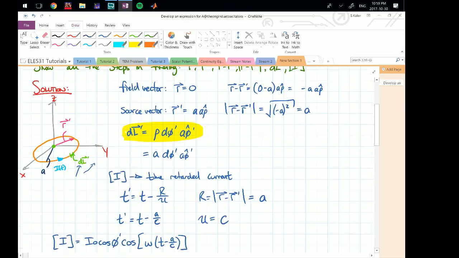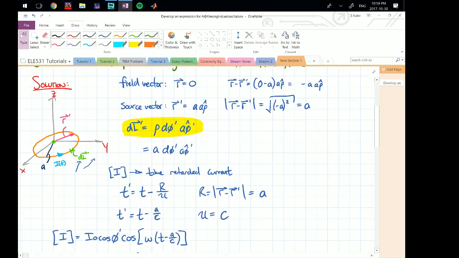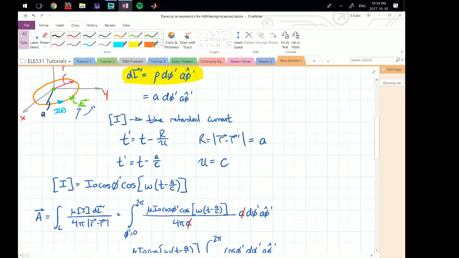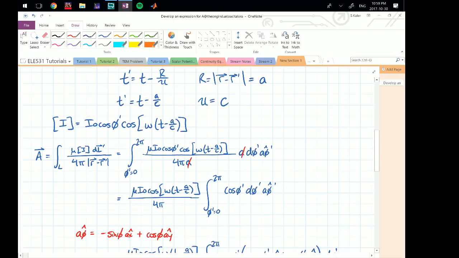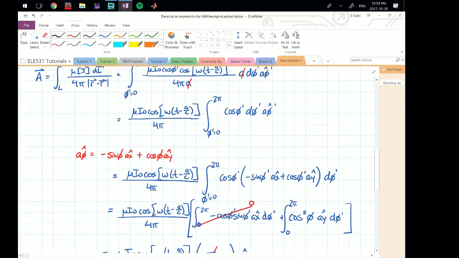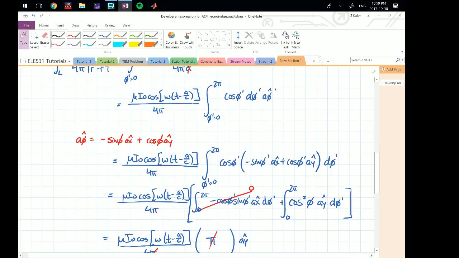So what did we do? We found the field vector, source vector, difference, magnitude, differential element, put it all together, found the time retarded current, which again was simply taking into account the difference in time, or well, the effect difference. How long does it take for the effect from the actual source to be seen at the point of interest, in this case the origin. Threw it all in the integral, solved the integral. Remember, we had to decompose that into different components because there are certain parts of the a phi vector that actually depend on phi itself.